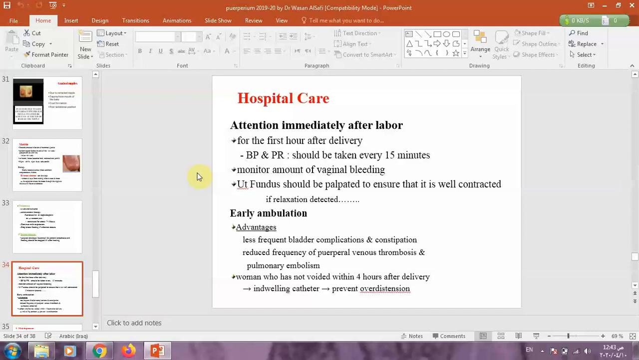The uterine fundus should be palpated to make sure that it is contracted, because if it is relaxed, this is a risk for postpartum hemorrhage. You should advise early ambulation because it will lead to less frequent bladder complications and constipation. It will reduce the frequency of peripheral venous thrombosis and stasis. Also, the risk of pulmonary embolism will decrease with mobilization of the women. For women who have not voided within 4 hours after delivery, please put in a catheter to prevent overdistension.